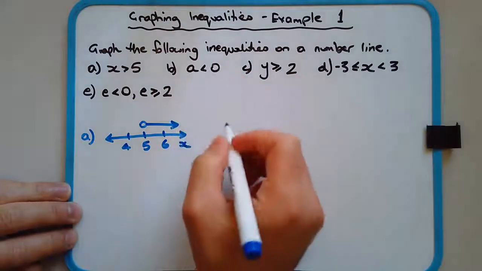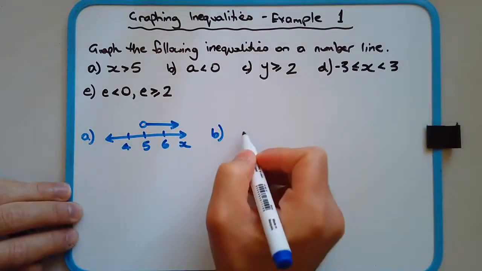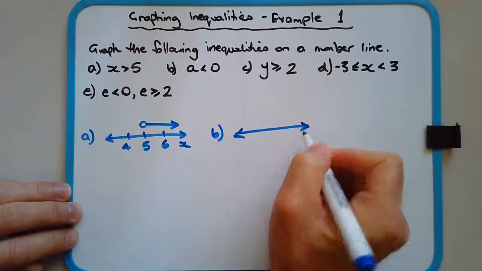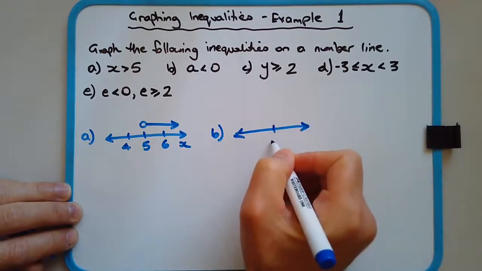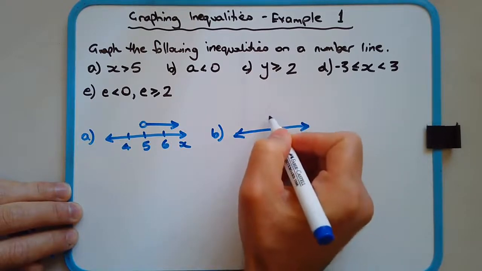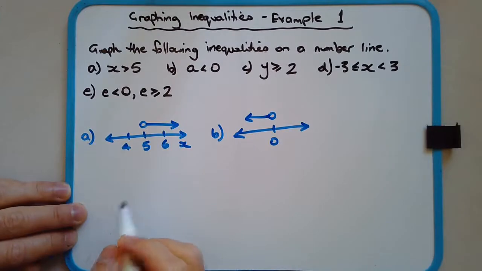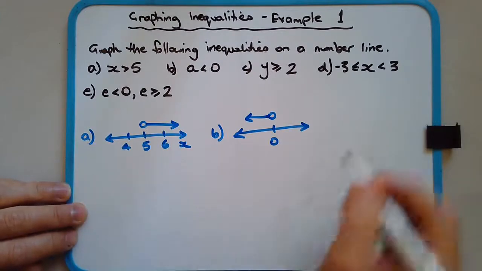Let's have a look at B. Okay, a less than 0. Again, open circle and the arrow then going to the left, in the left-hand side direction.